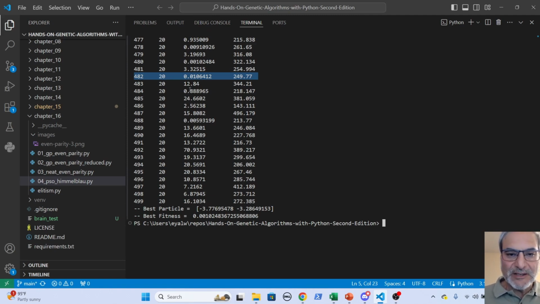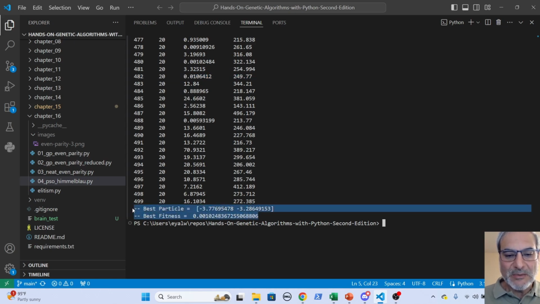Each one of the particles, this will be the best of them. So we remember it, or the algorithm remembers it. Then at the end, when we stop at some point, it will give you the best particle and the best location and the best fitness that was found for it. And this is how this algorithm works.